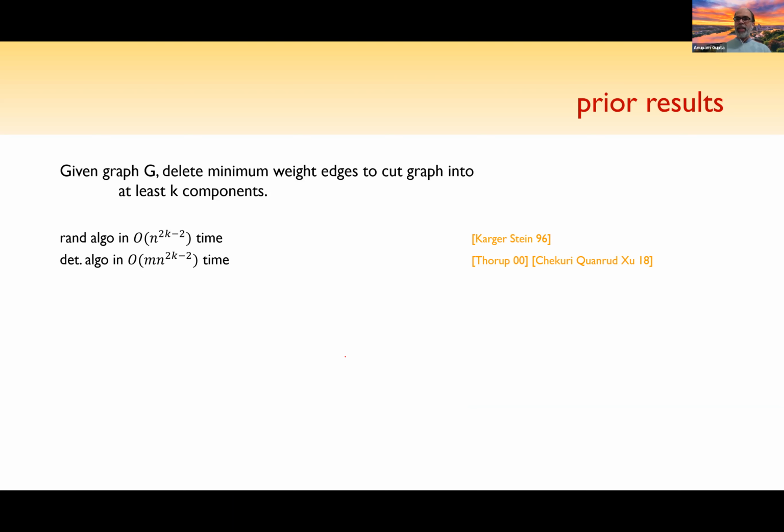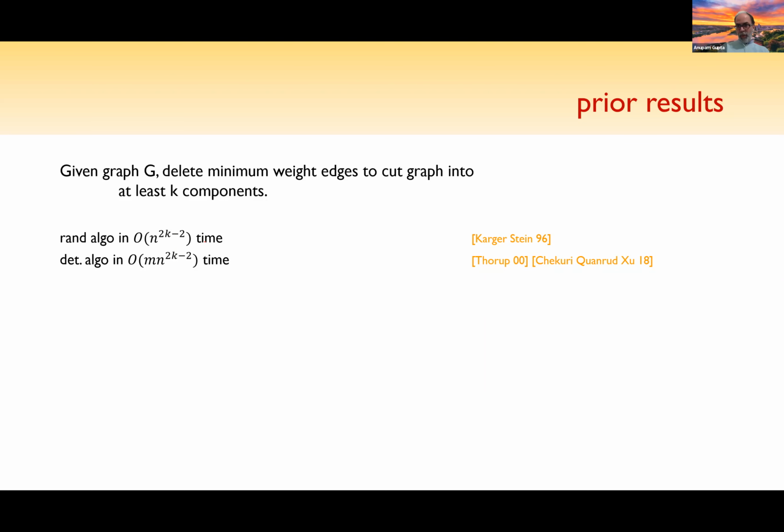Karger and Stein gave this beautiful algorithm, an extension of Karger's min-cut algorithm, that computed the minimum k-cut in, give or take, and I'm not going to worry too much about constants in the exponent, but you should think of this as n to the 2k time. It's a randomized algorithm, and I'll explain this algorithm in just a moment. And then there was a deterministic algorithm to compute this by Thorup.